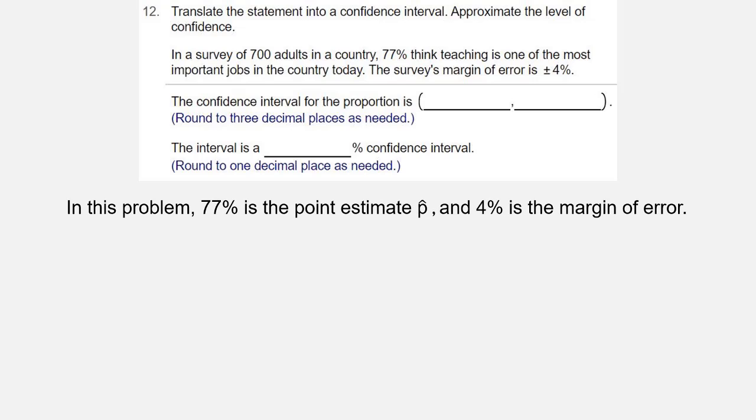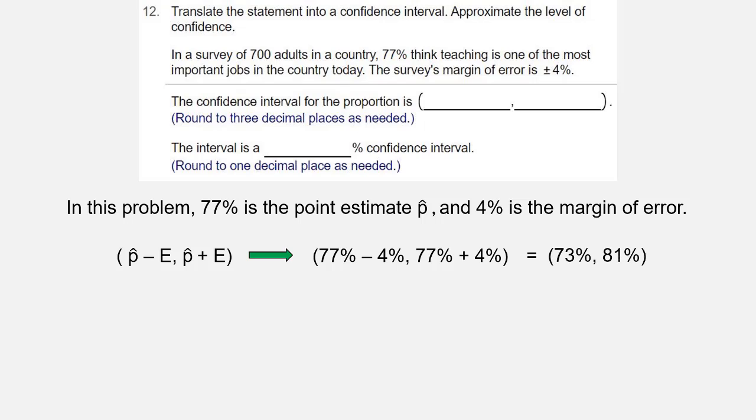The point estimate, p hat, is 0.77 and 0.04 is the margin of error. 77% is the point estimate, 4% is the margin of error. So we can get our confidence interval by doing p hat minus the error, p hat plus the error, which is 77% minus 4%, 77% plus 4%, which means our confidence interval is 73% to 81%. In decimal form, it would be 0.73 to 0.81.